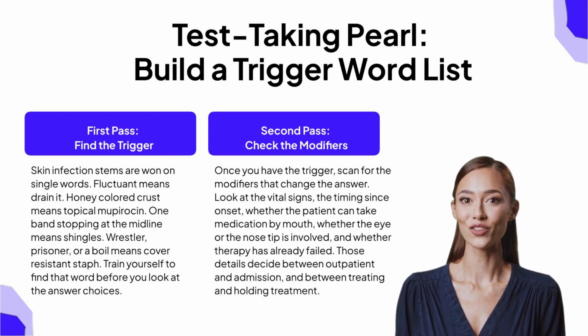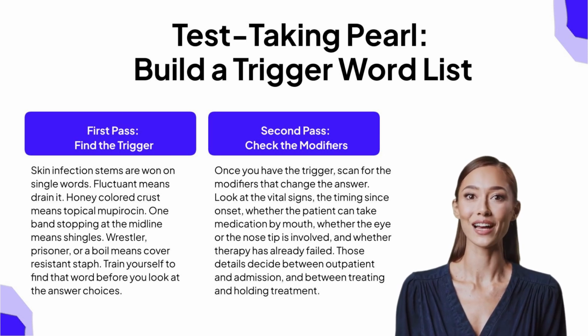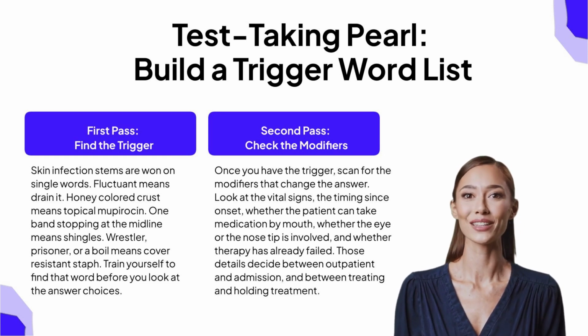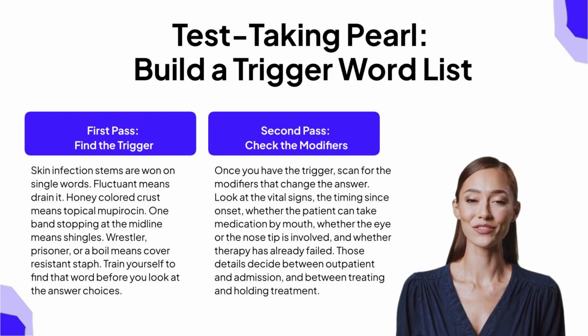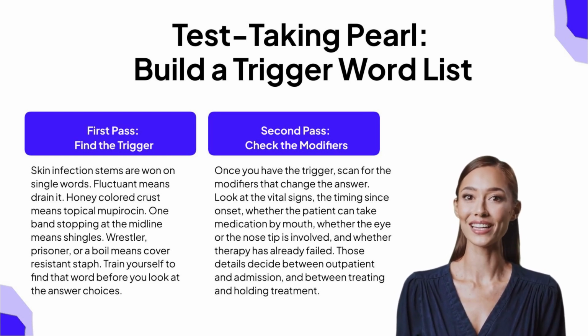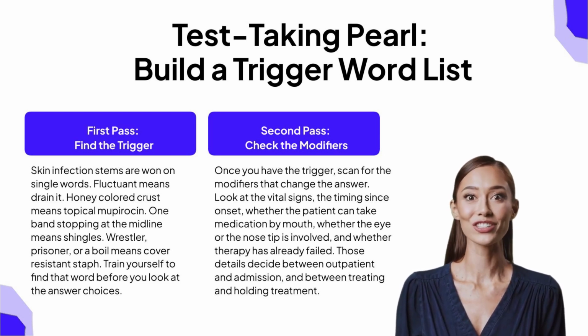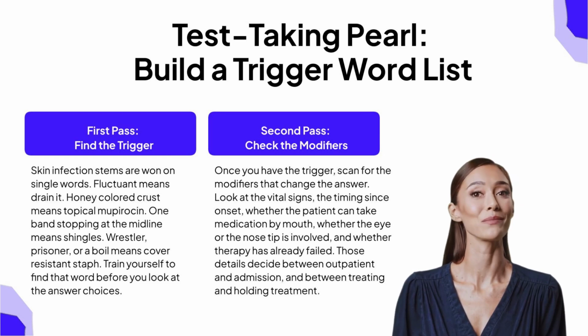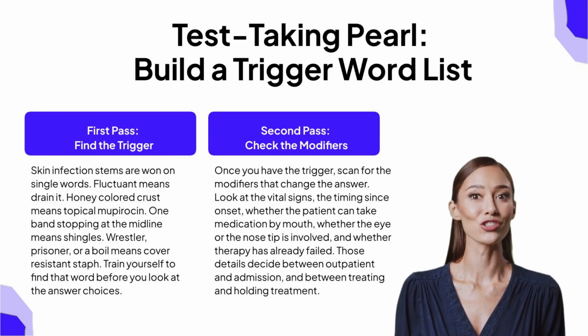Train yourself to find that trigger word in the stem before you ever look down at the answer choices, because once you have it, the choices become easy to sort. Then, on your second pass through the stem, scan for the modifiers, because the modifiers are what change the answer. Look at the vital signs. Look at how many days have passed since onset. Ask whether the patient can take medication by mouth. Check whether the eye or the tip of the nose is involved. Notice whether an antibiotic has already been tried and failed. Those details are what decide between sending a patient home and admitting them, and between treating and simply controlling pain.